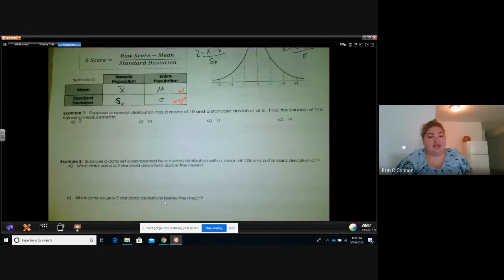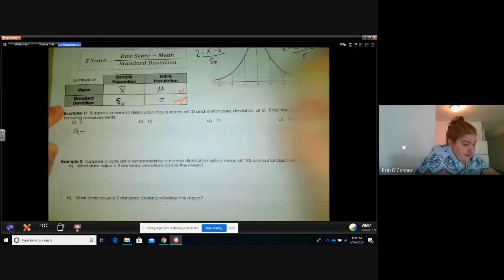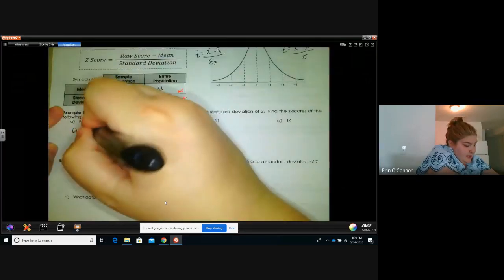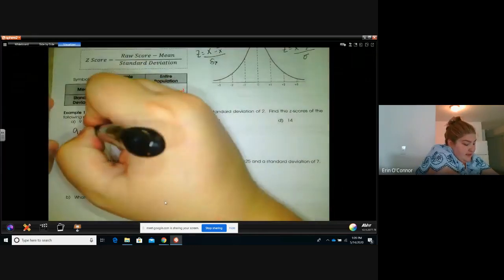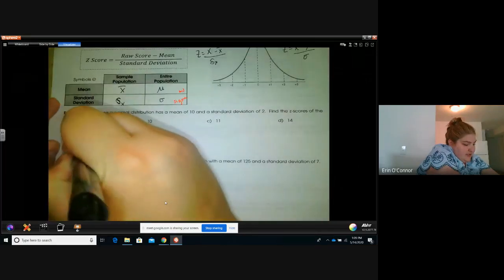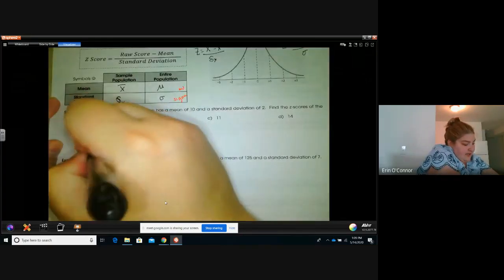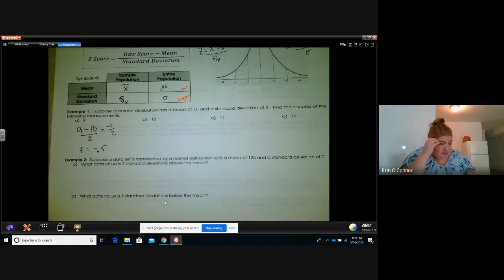Suppose a normal distribution has a mean of 10 and a standard deviation of 2. Find the z-scores of the following measurements. So we take our raw score, we subtract our mean, and we divide by a standard deviation. So 9 minus 10 is negative 1 divided by 2. This means this has a z-score, we're just going to label it as z right now, of negative 0.5. Meaning it's about half of a standard deviation below the mean.